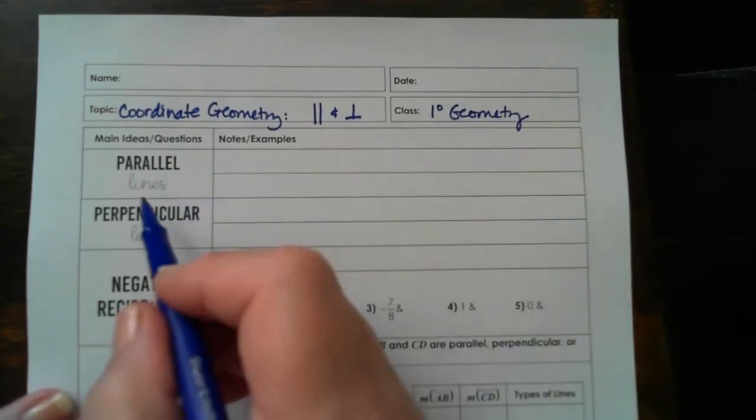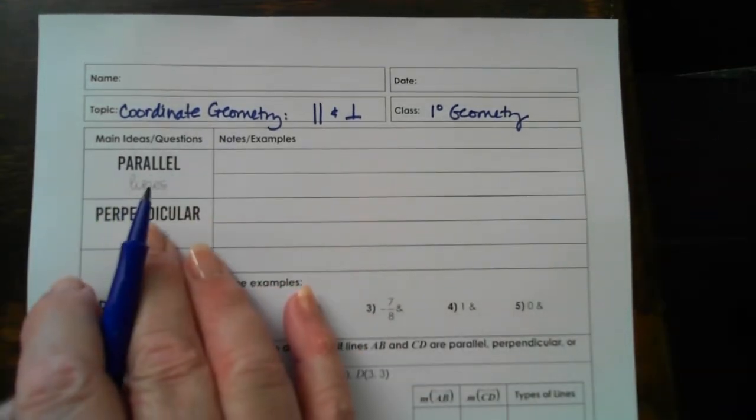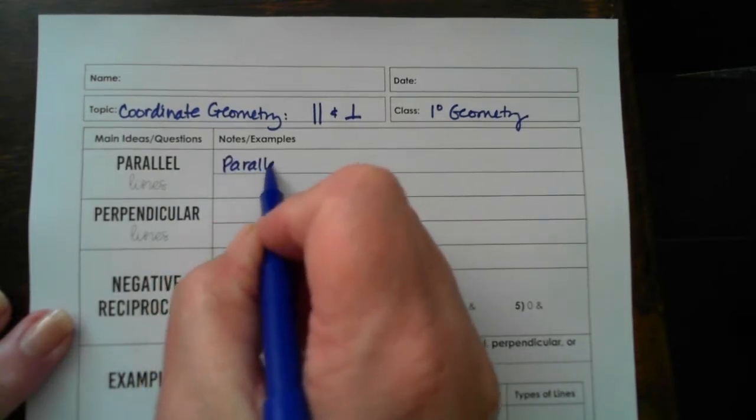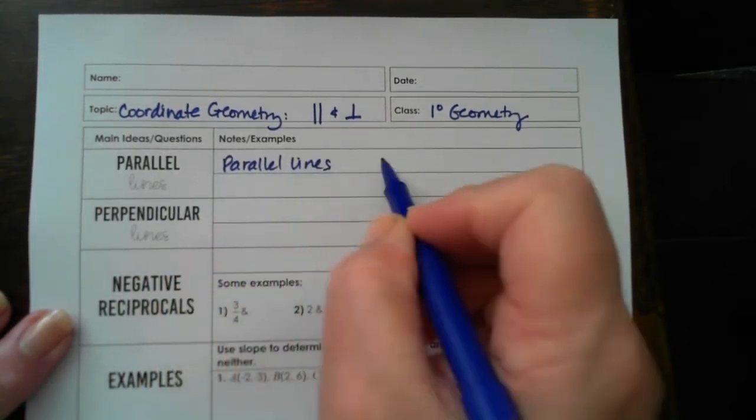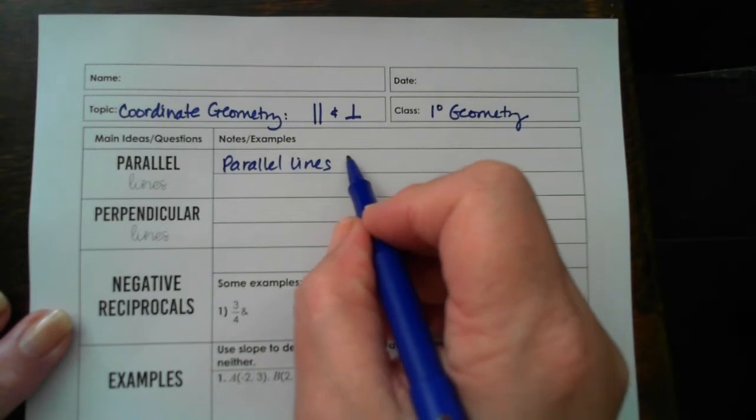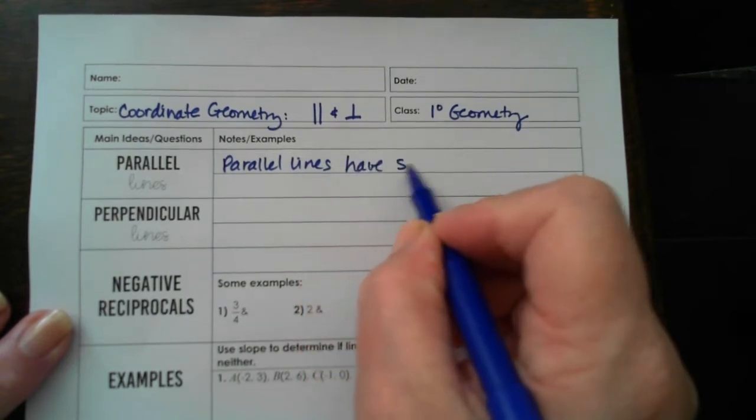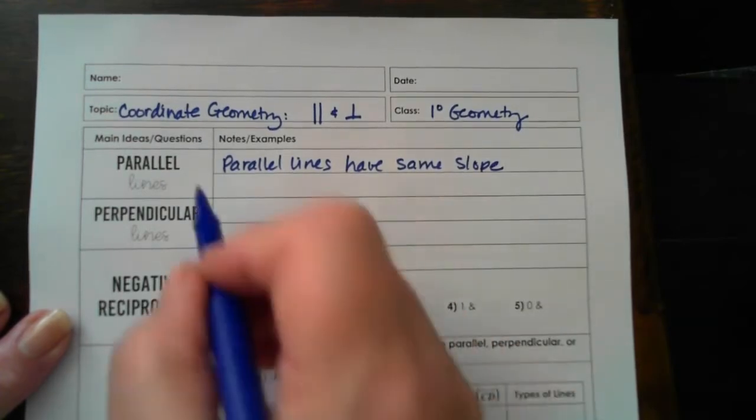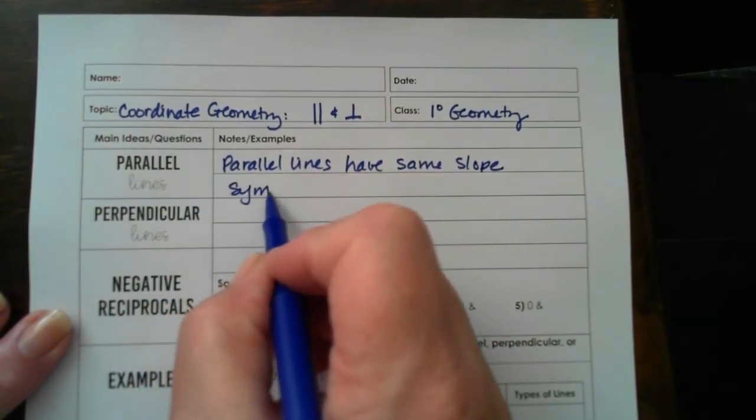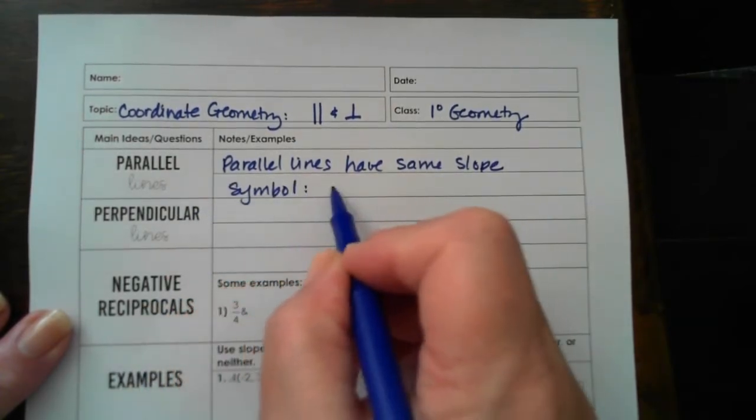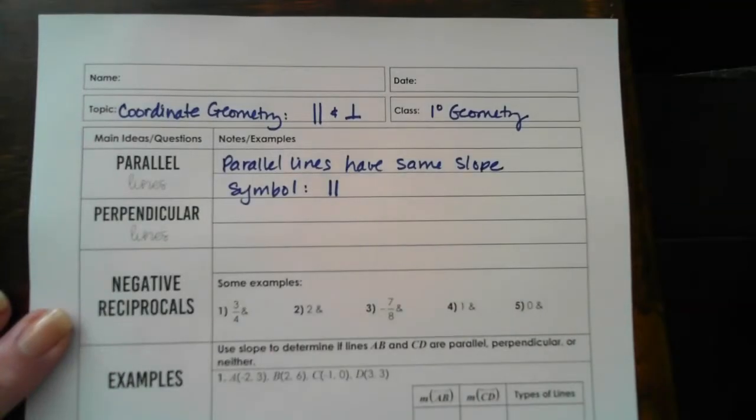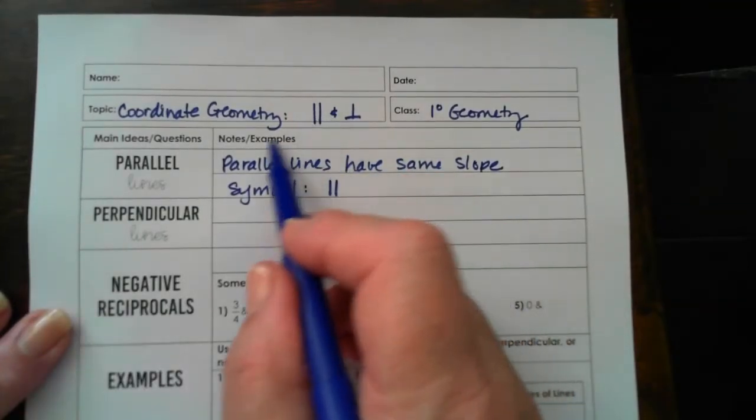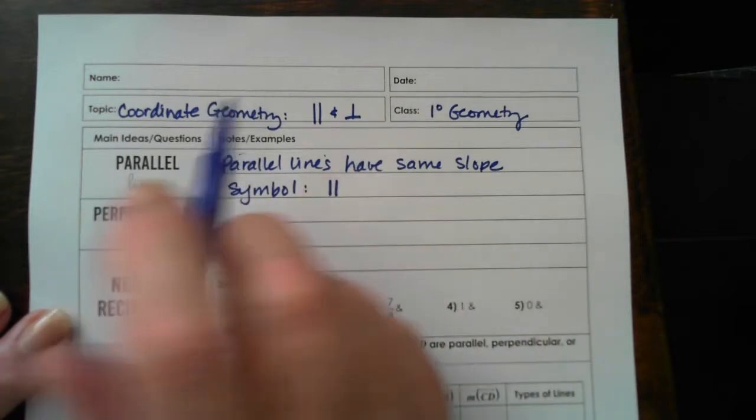Okay. So first of all, let's review by writing down some definitions, and that is parallel lines. They have the same slope. The symbol that we use is that of parallel in this way. So when we use that symbol, that's like what I did up here. So that's the symbol for parallel, so we don't have to write out parallel all the time.